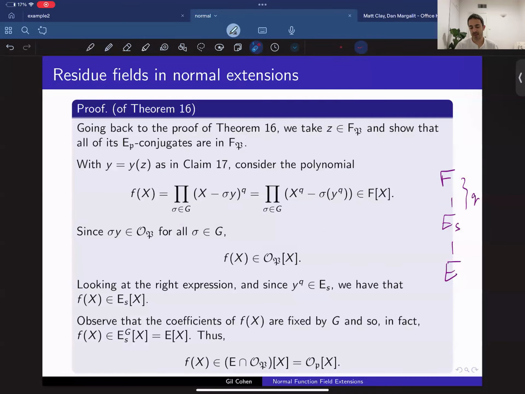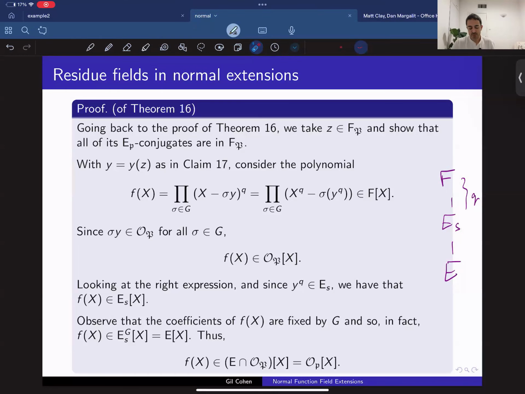Okay? And the weakest thing I can say about where little f of x lives is in capital F of x, right? Because y is an element in F, and therefore sigma y is an element in F, and therefore when you open it up, all the action happens in the field F, and so the coefficients of these polynomials are in F. Right? We are going to show much more than that, but at least at this point, the coefficients are in capital F.